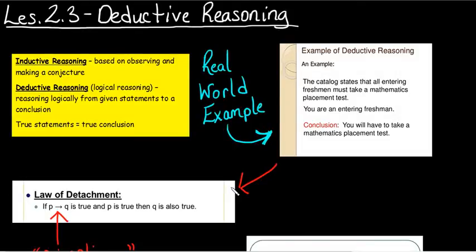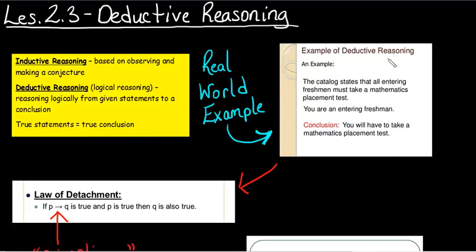Okay, guys, we're going to talk about deductive reasoning today, which is lesson 2.3. Now, earlier this year, we talked about inductive reasoning, which is based on observing something and making a conjecture about it. Well, deductive reasoning is logical reasoning. I kind of like to think of Spock on Star Trek when I think of this. Reasoning logically from given statements to a conclusion. So true statements would give you a true conclusion.